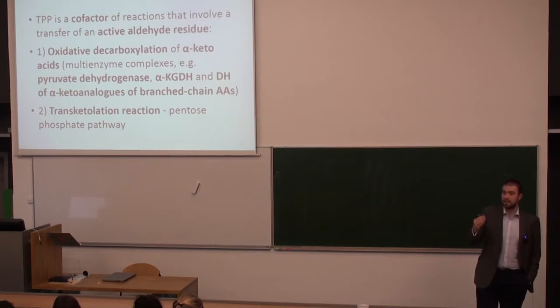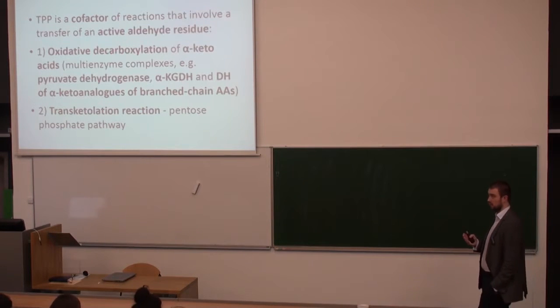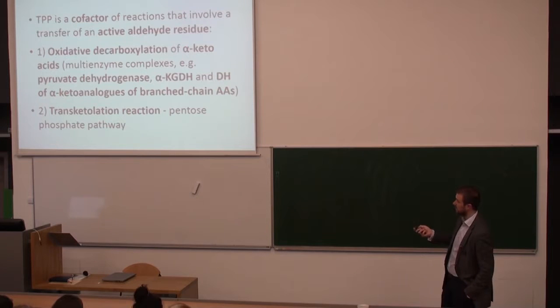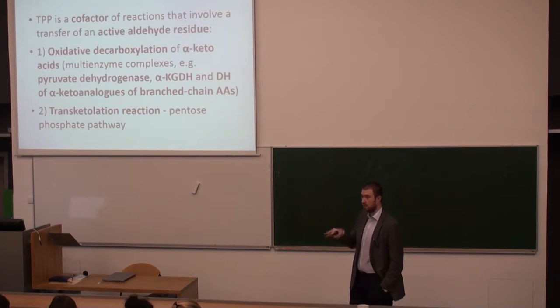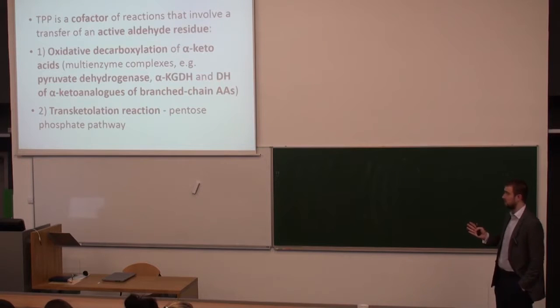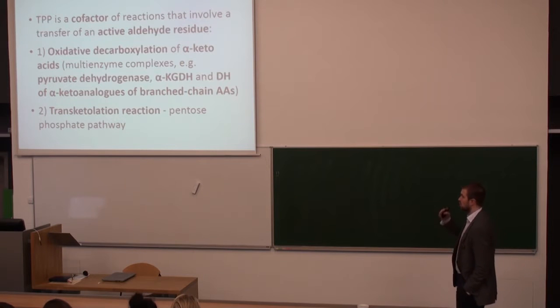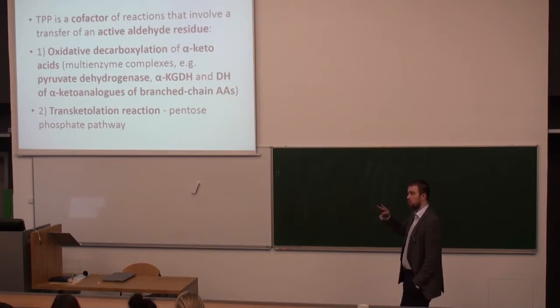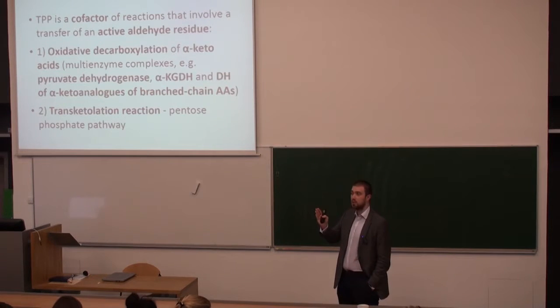The best example is the pyruvate dehydrogenase complex. That means a reaction where you convert pyruvate, that means an alpha-keto acid, to a molecule of acetyl-CoA. You do there the decarboxylation, plus you do there the oxidation of the keto group to the new carboxy group. Very similar reaction is alpha-ketoglutarate dehydrogenase. You start with alpha-ketoglutarate, you remove the carboxy group, you oxidize the keto group, and you produce succinyl-CoA.